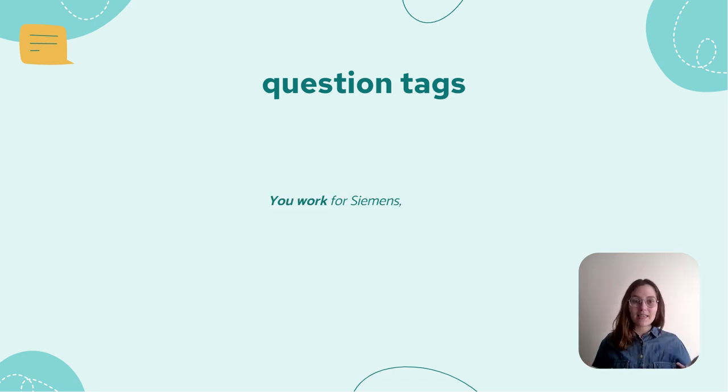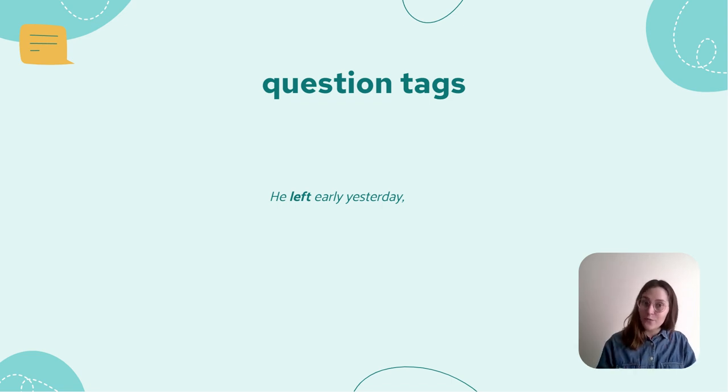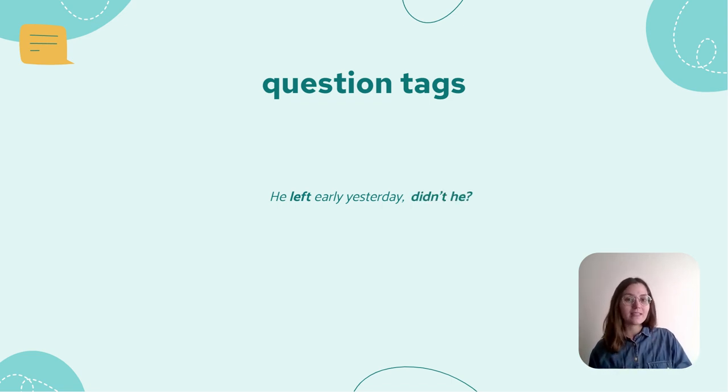So, if the tense is, for example, present simple, you work for Siemens, then I need the auxiliary of the present simple, don't you? If, on the other hand, I have a past simple sentence or statement, he left early yesterday, I need a negative form with the auxiliary verb for the past simple. That is, didn't he? He left early yesterday, didn't he?